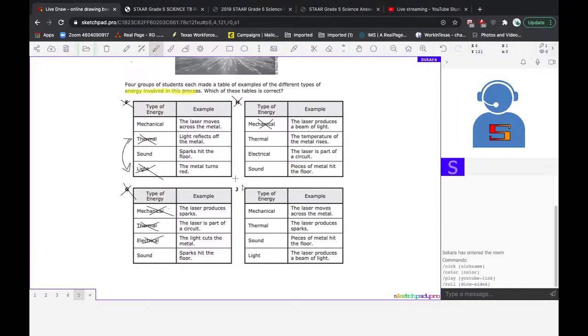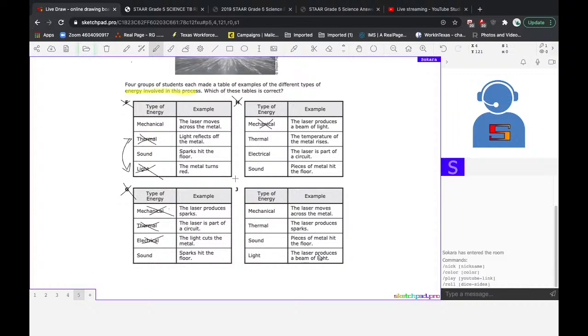Last answer choice is answer choice J. It's saying that the laser moving across the metal is mechanical energy, which is correct. Okay. The laser produces sparks is thermal energy. That is also correct because sparks are a form of heat. The pieces of metal hitting the floor is sound energy. That is correct. They will make a sound.